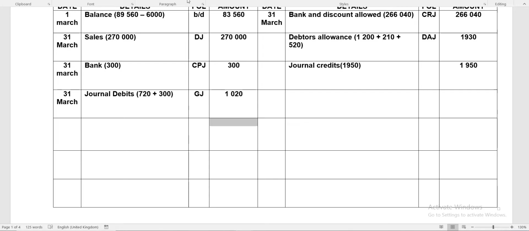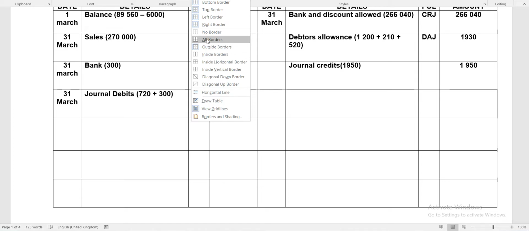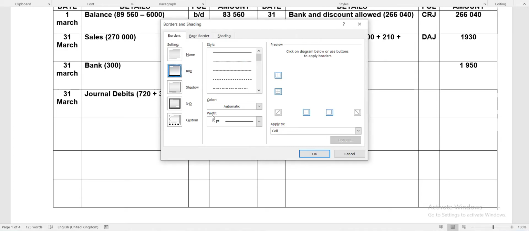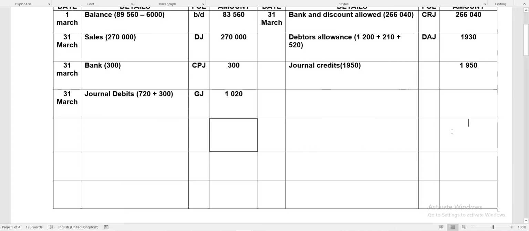Okay, so I'm going to try and underline this part here. I'm going to try and underline that box just to show you that we are talking about totals here.